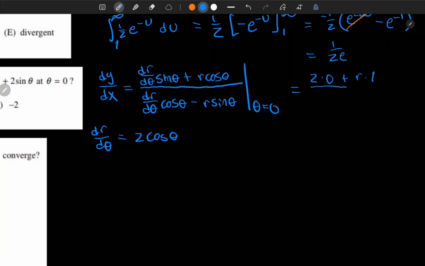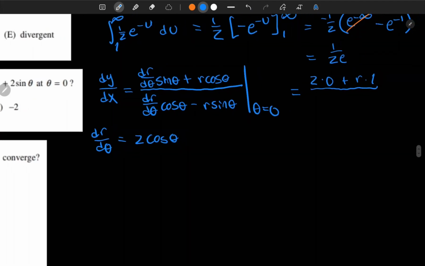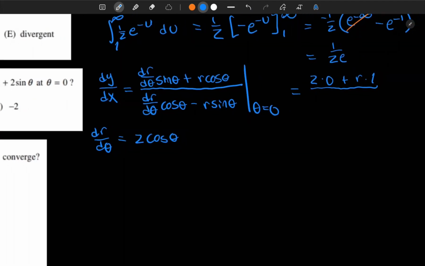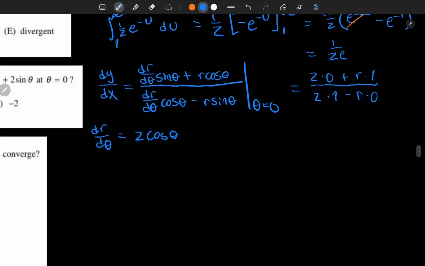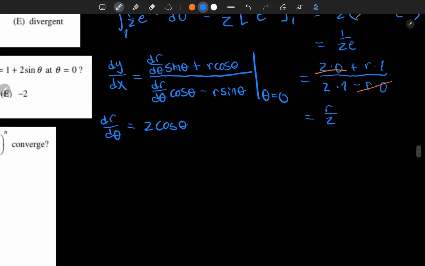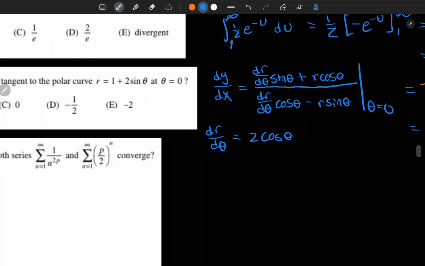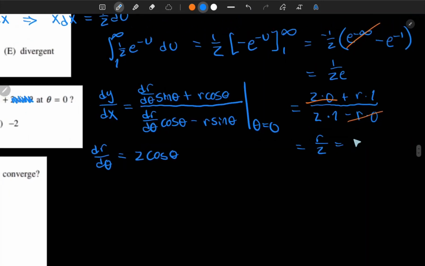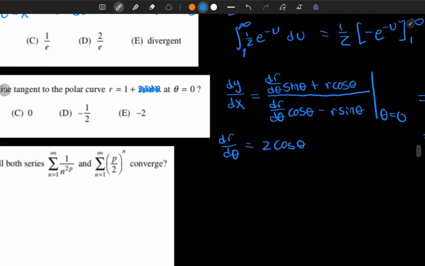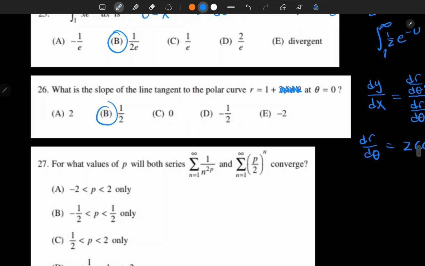And then we divide by dr/dθ evaluated at theta equals 0, which is 2, times the cosine of 0, which is 1. And then we subtract r times 0, and it's 0 because we have the sine of 0, which is 0. So, getting rid of the extra terms, this becomes r/2. So what is r at theta equals 0? Plugging in theta equals 0, this term goes away, so we get r equals 1. So this is actually 1/2. So the answer here is B.